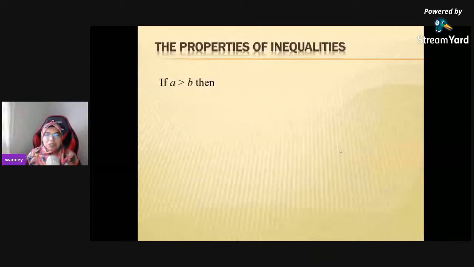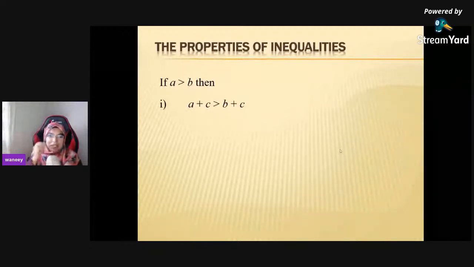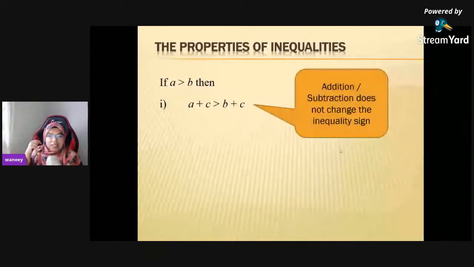Okay, so the properties of inequalities. If A is greater than B, and I add one number to the A and to the B, of course I am adding the same number. So what will happen is that my inequality sign doesn't change. So addition or subtraction does not change the inequality sign. The inequality sign will stay the same.